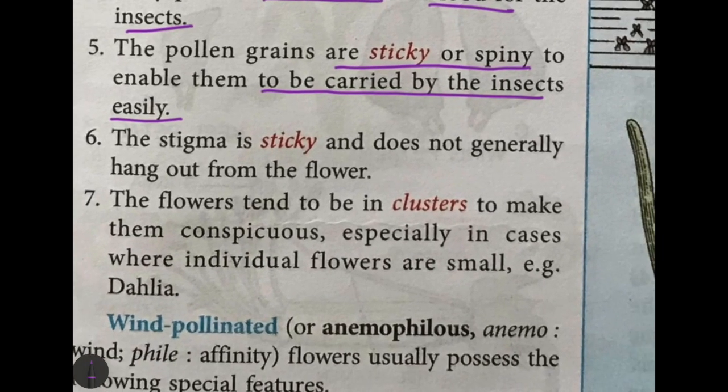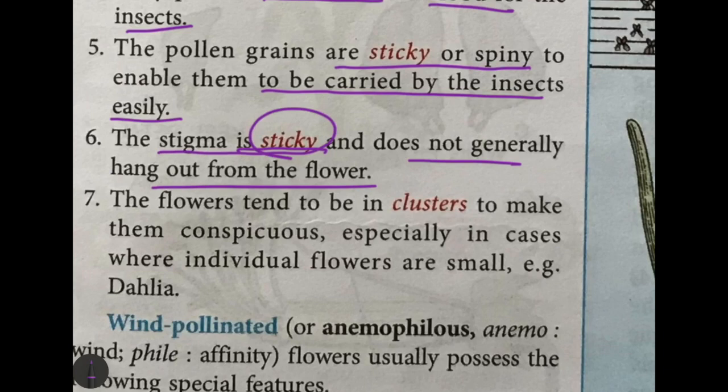The stigma must be sticky and it must not hang out from the flower. It must remain inside the flower. It must be sticky. Why? Because when the insect again visits that particular flower for nectar, it will go right inside, and the pollen grain, when it falls on the stigma, must stay on the stigma. So for that, it is necessary for the stigma to be sticky.